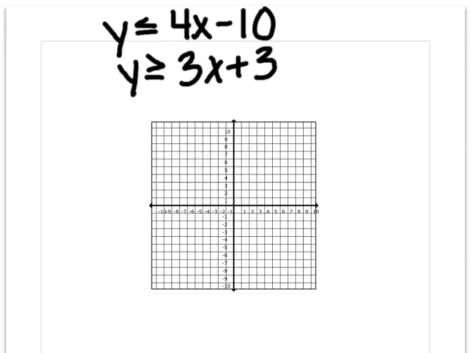Okay, so we have y is less than or equal to 4x minus 10. So if we start at -10, and go up 4 and over 1, up 1, 2, 3, 4, over 1. 1, 2, 3, 4, over 1, until we go to the top of the paper, and we have a line, like that.